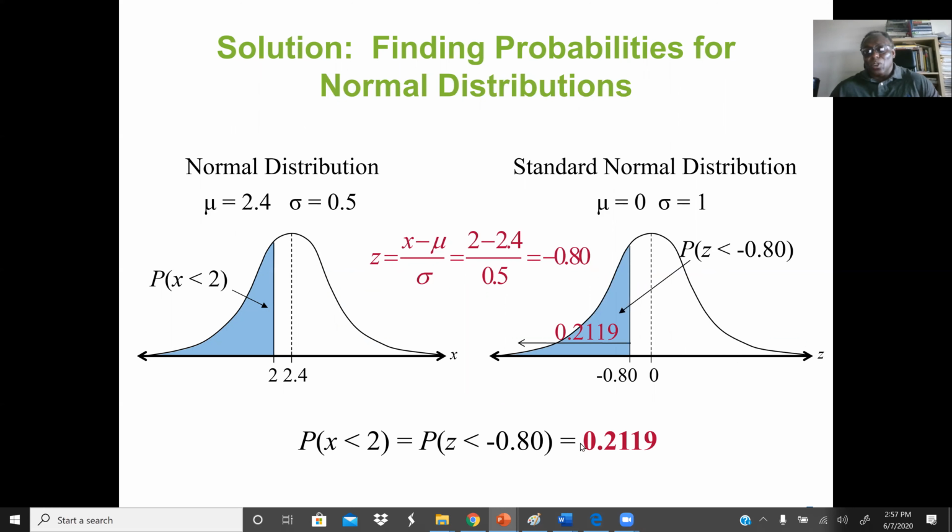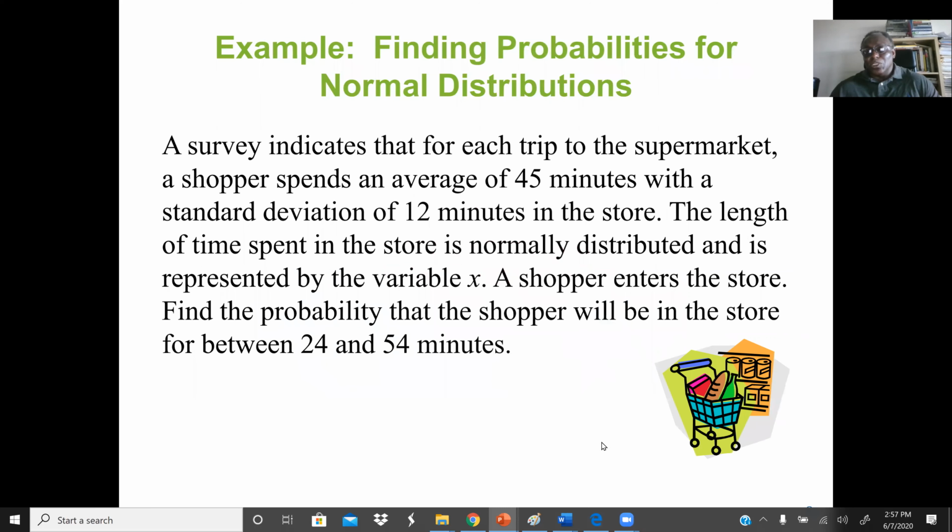So here we look at the table, negative 0.80, and we find that the probability is 0.2119. We're going to see an example soon of how to use the table. Actually, the previous slides, Unit 5, Lecture 1, also had examples on how to use the z-table, or standard normal table.